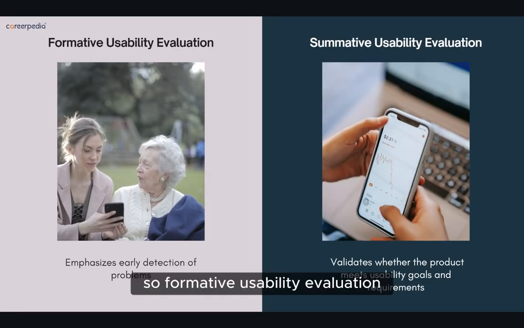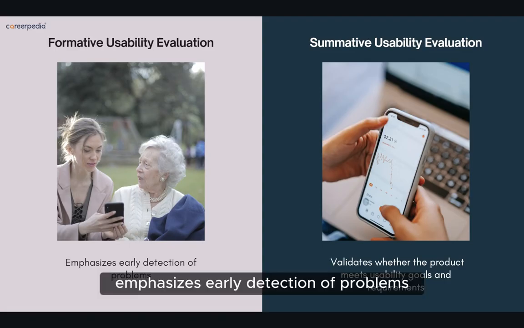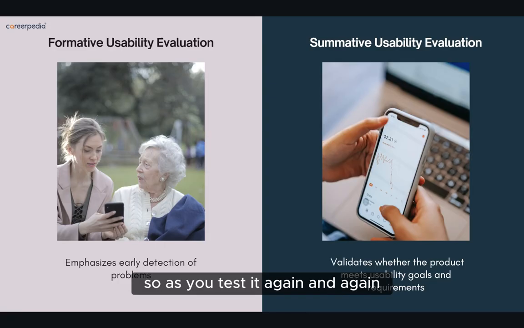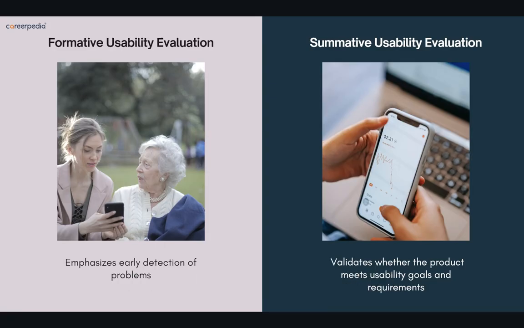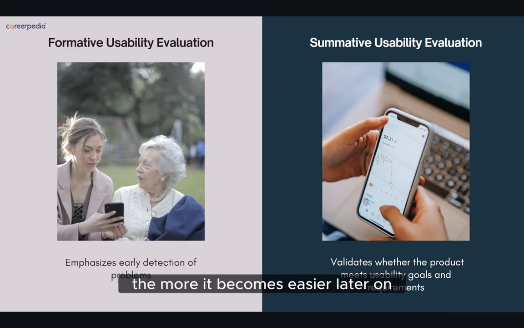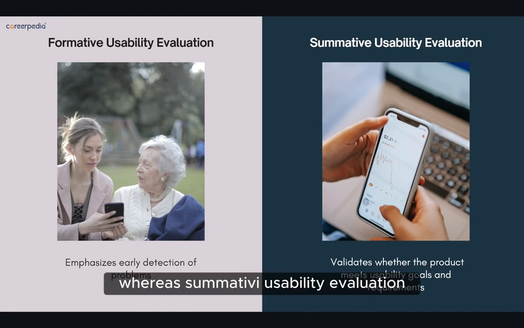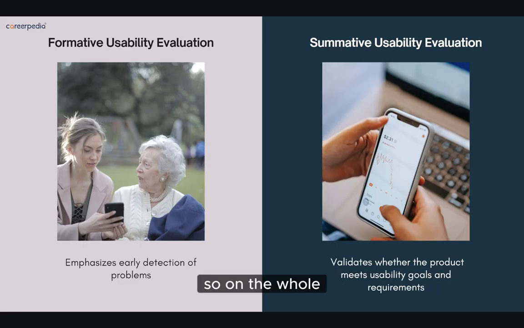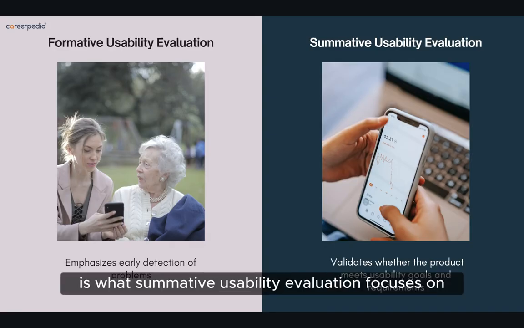So formative usability evaluation emphasizes early detection of problems. So as you test it again and again, you can see the problems. So the earlier we detect the problems, the more it becomes easier later on. Whereas summative usability evaluation validates whether the product meets usability goals and requirements. So on the whole, is it usable or not, is what summative usability evaluation focuses on.